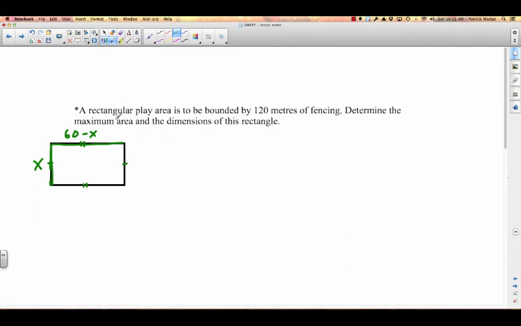We want to find the maximum area. How do you get area? You multiply length times width. So we're going to multiply x times 60 minus x, and we want that amount to be a maximum. So we want this y amount to be as big as possible. Okay, let's simplify, or expand, I guess. Let's do the mountains there.